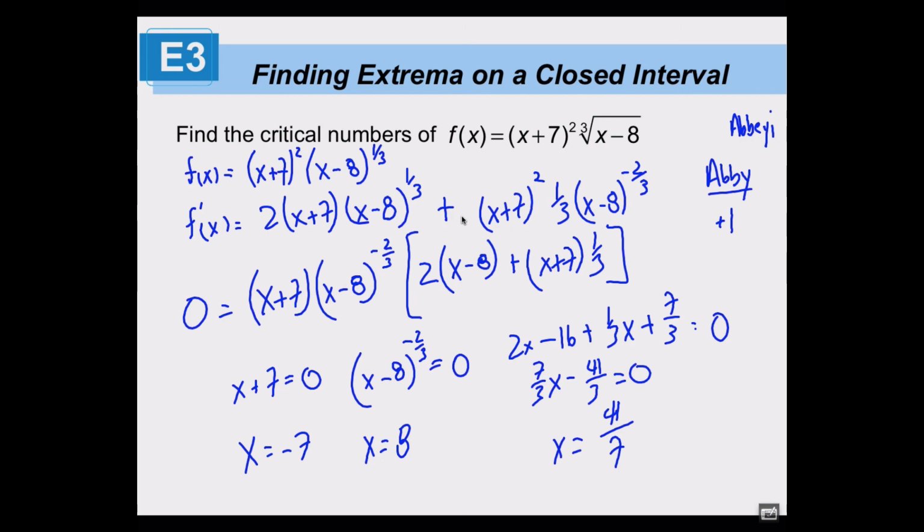Adam? You're talking about this? No, the middle one. If it helps clarify it, we could rewrite it as 1 over x minus 8 to the 2/3. That can never equal 0, but it can be undefined. So 8 makes it undefined, so we include it as a critical number. Any other questions before I erase?